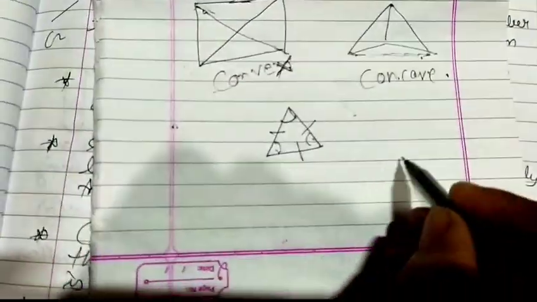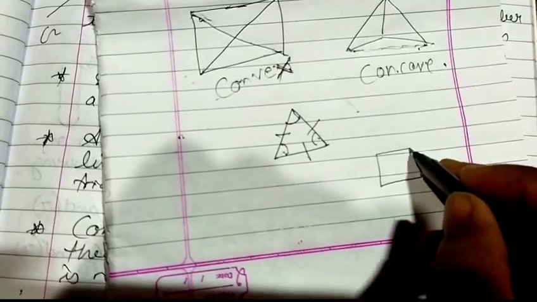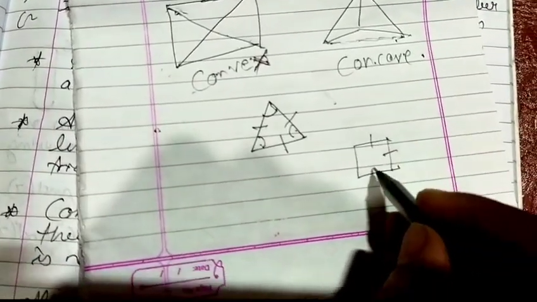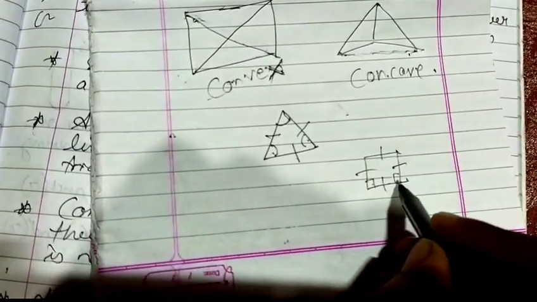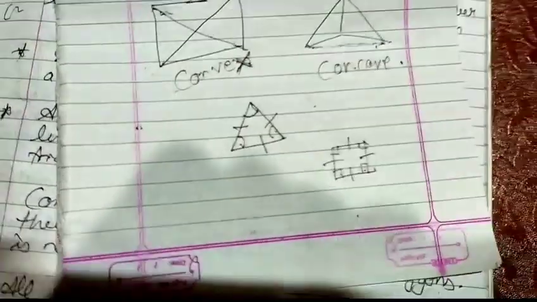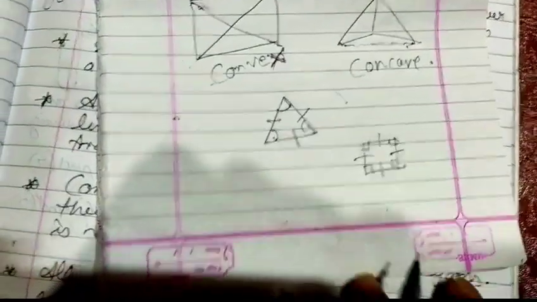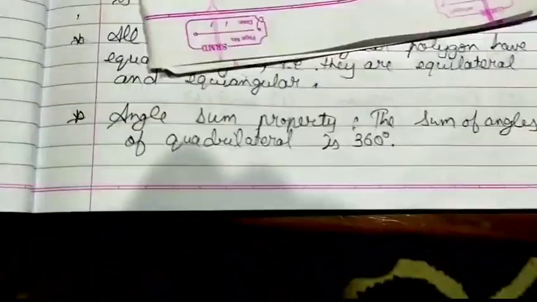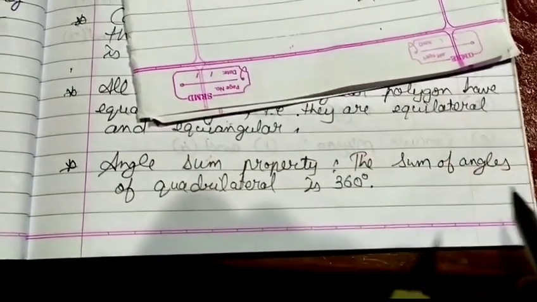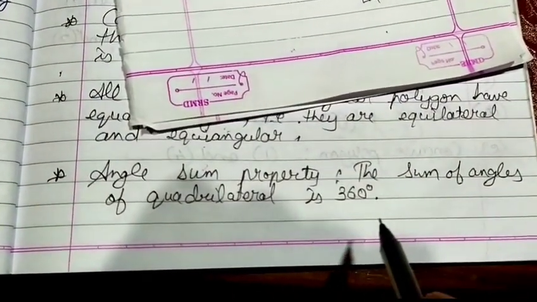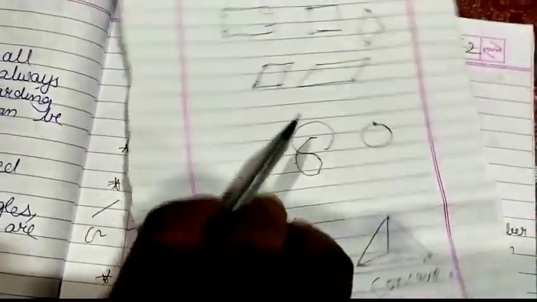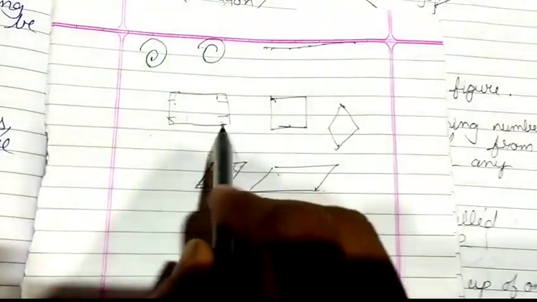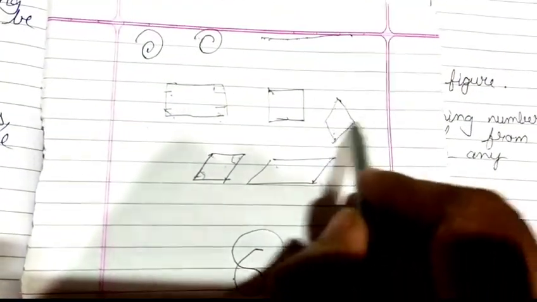Take for example square. Square whose all sides are same and all angles are also same, that is 90 degree, 90 degree, 90 degree and 90 degree. That means it is known as equiangular. Now, angle sum property means sum of the angle of quadrilateral is 360, as we saw earlier that whenever you will add all the angles of the quadrilateral, always you will get 360 degree.